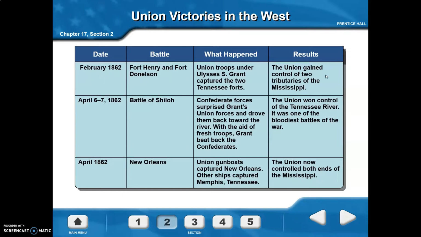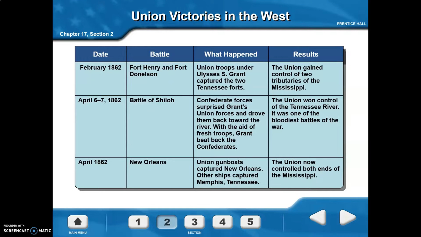So the Union gained control of two areas of the Mississippi River. The Battle of Shiloh happened in 1862 for two days in April. The Confederate forces surprised Grant and his forces, and they drove them back towards the river. With the aid of fresh troops, Grant beat back the Confederates and won at the Battle of Shiloh. The Union now won control of the Tennessee River. It was one of the bloodiest battles of the Civil War.